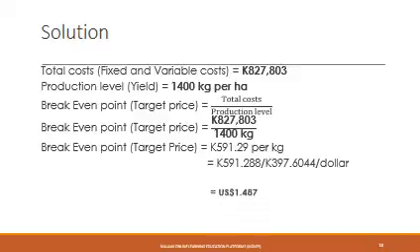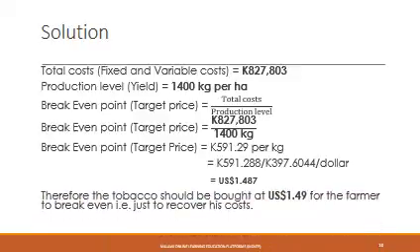So in dollars, 591.29 tambala is $1.487. So that one is the break-even point. If a farmer is selling at that price, it means the farmer has incurred neither losses nor profits. So that is a break-even point in terms of target price. Therefore the tobacco should be bought at $1.49 for a farmer to break even, just to recover his costs.